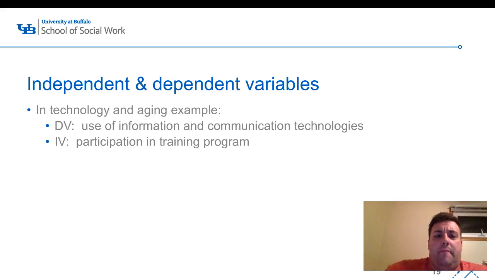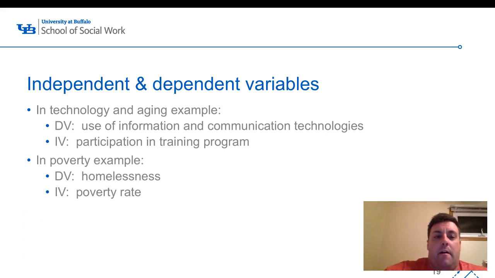All right, here's a couple of other examples. We might want to impact a person's comfort with information and communication technologies, and so an independent variable would be participating in a training program. Honestly, a training program is very much like an intervention, right? Maybe you're sitting down and you're teaching people about computer skills or a particular program or something like that, and we would measure their comfort with a particular information technology or something like that.